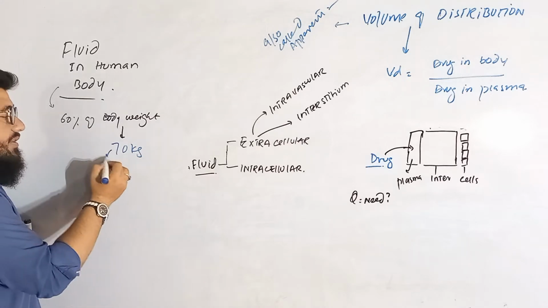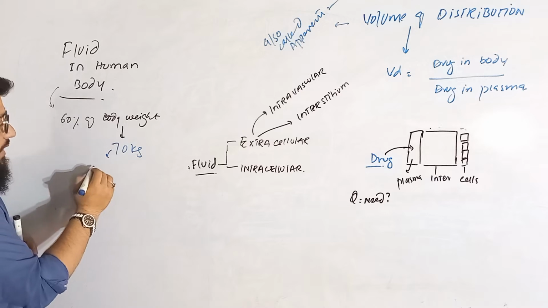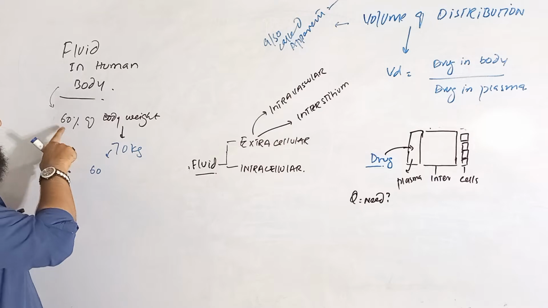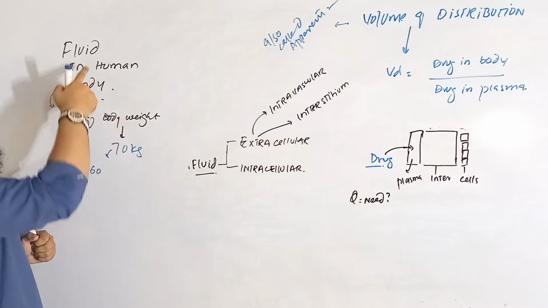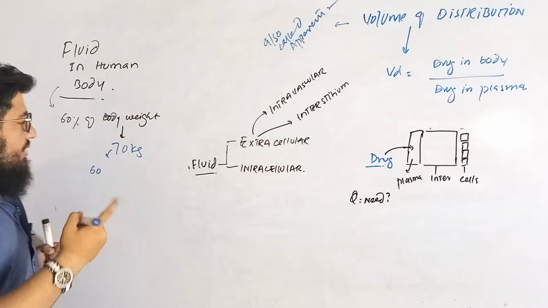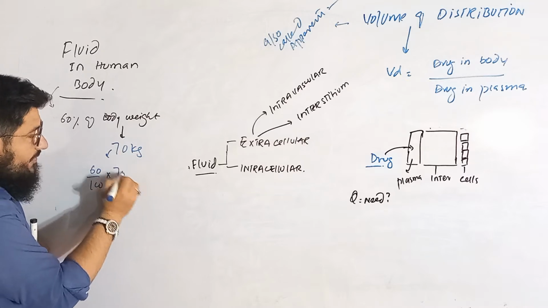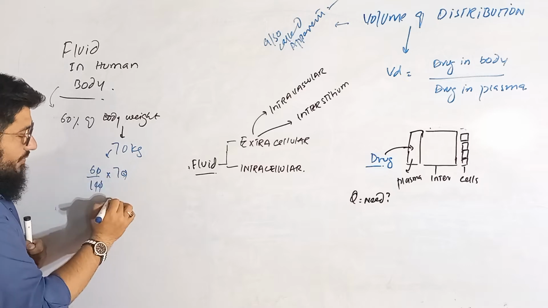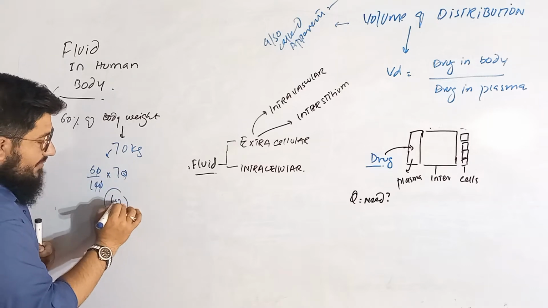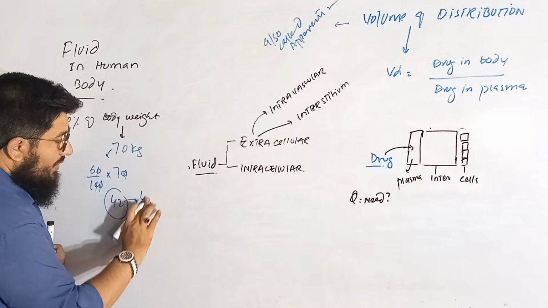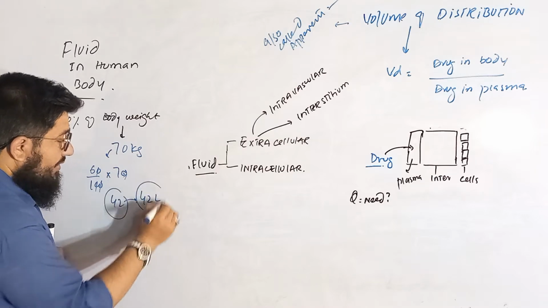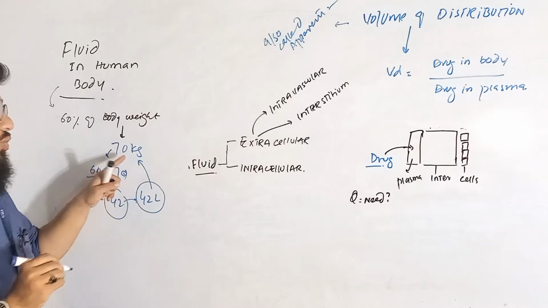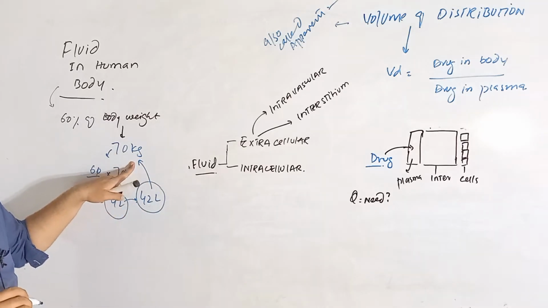I will simply take this person's weight. What will I do? I will take the percentage, because in the definition we are told that 60% of the weight is actually the body fluid. Now I am finding the body fluid, so 60% of the weight, that is 70, is what? 0.6 times 70 is 42. So I got the answer 42. In short, 42 liters is the fluid of this particular individual who has a 70 kg weight.